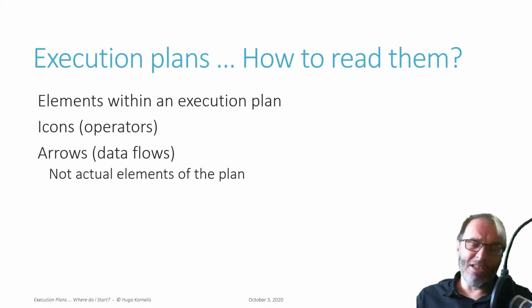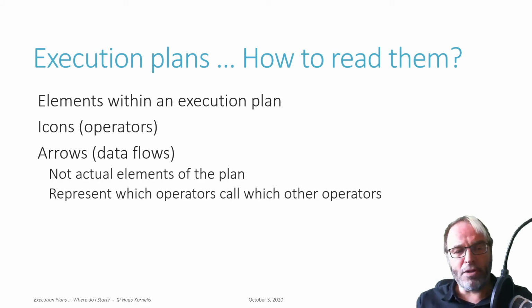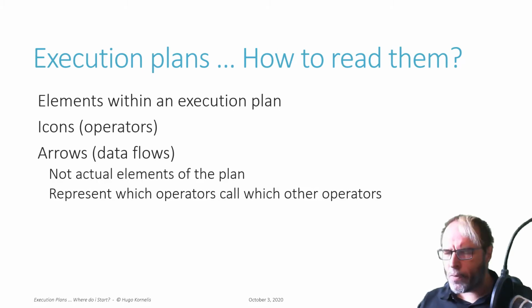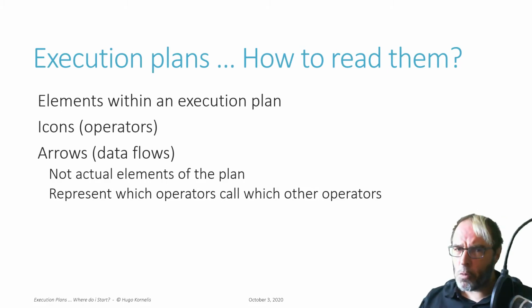Now the arrows, I already mentioned, they are not even actual elements of the plan. They don't exist in the SQL. And yet we see them in the execution plan on our screen. So the arrows represent which operators can call other operators. The reason why that is not persistent in the XML is because that is implied by how the elements are ordered in the XML. So the arrows are a visualization of the ordering in the XML, which represent which operators can call which other operators. Because, as I said before, most operators, when they need to return a row, do so by first asking rows from other operators, by calling them.